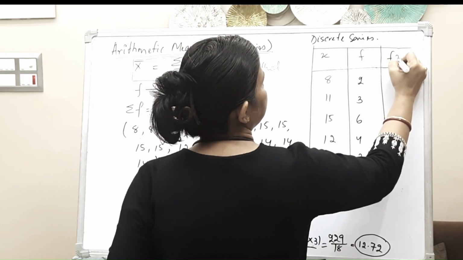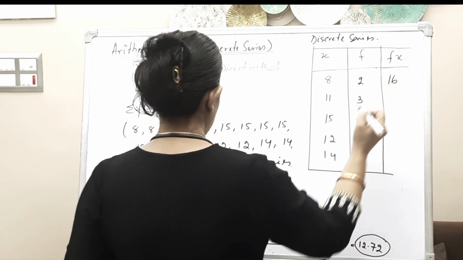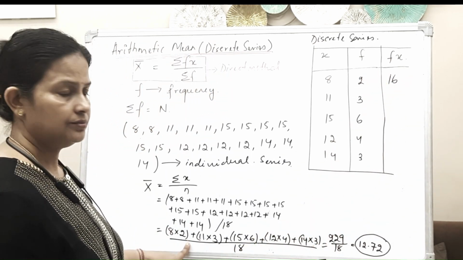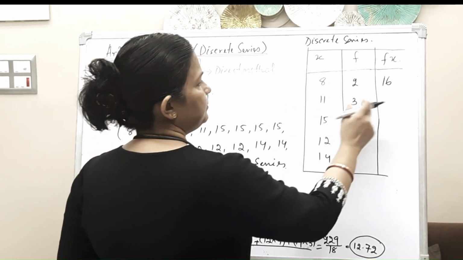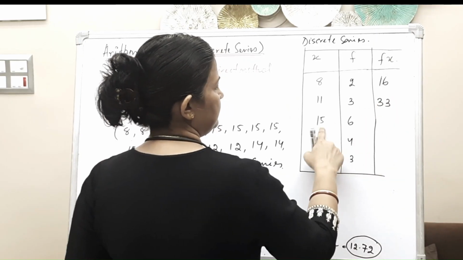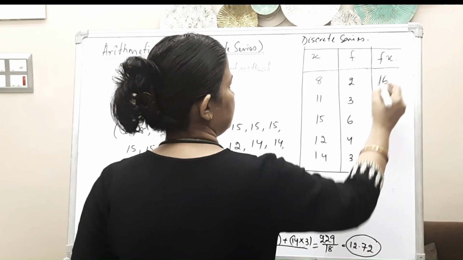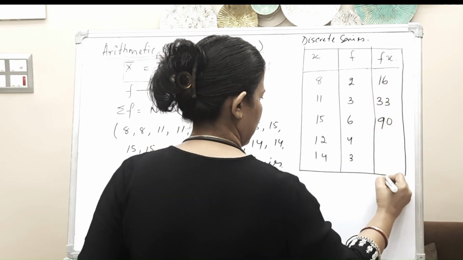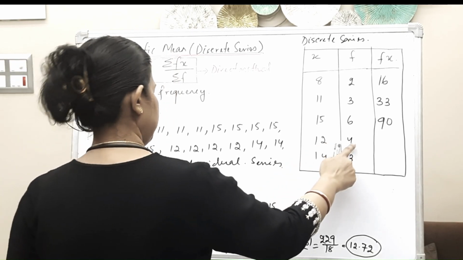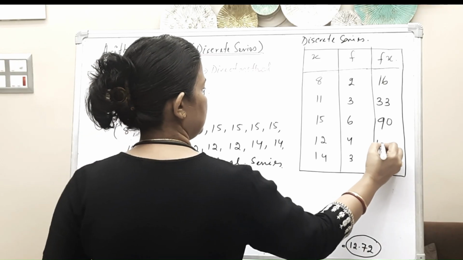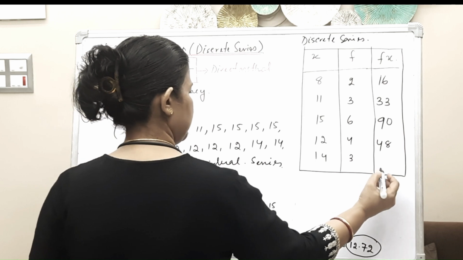8 into 2 is 16. 8 plus 8 is nothing but 8 into 2. 11 into 3 is 33. 15 into 6 is 90. 12 into 4 is 48. 14 into 3 is 42.